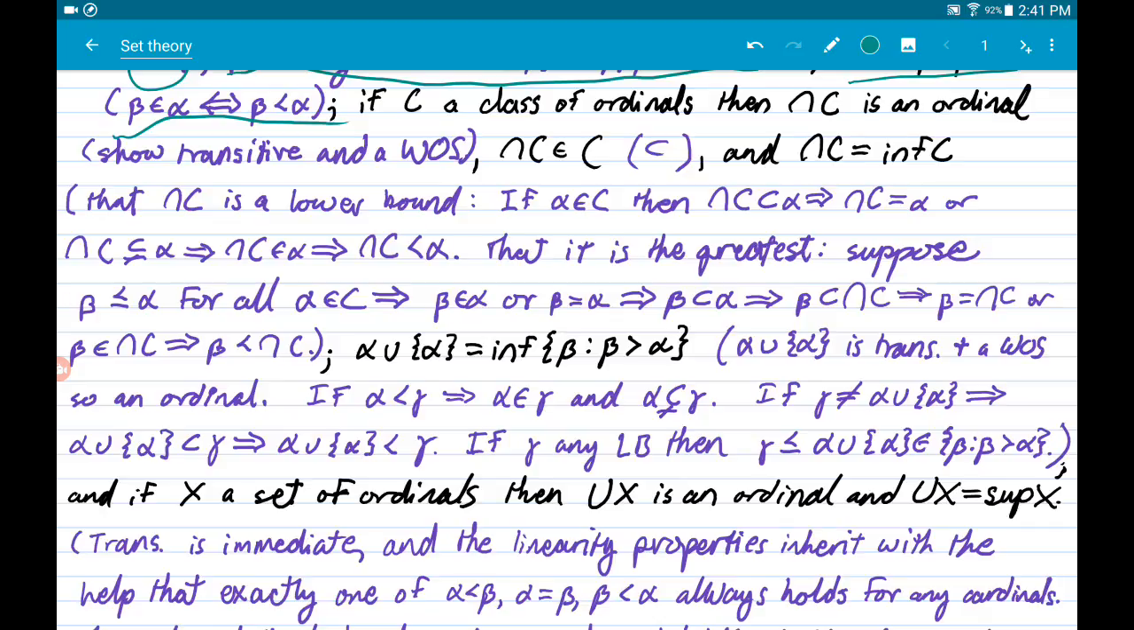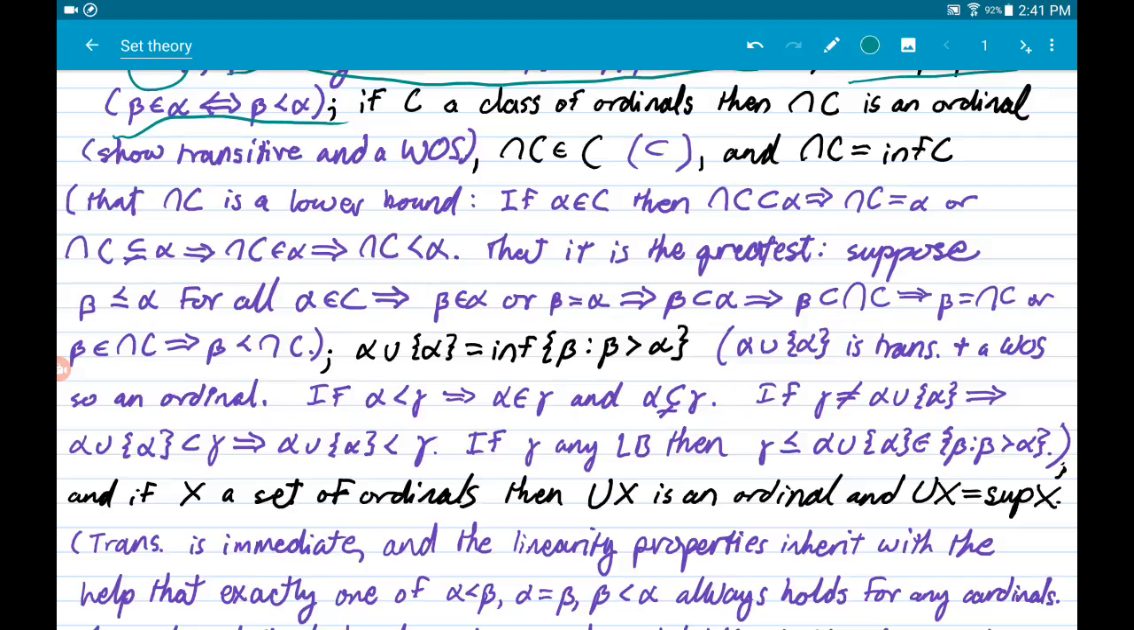This is the fact that the intersection over a class is equal to the infimum of that class. So to show that it is the infimum, we have to show that it is a lower bound and, in fact, the greatest lower bound. So we start with showing that it is a lower bound. Take anything in the class. We would like to show that the intersection over the class is less than or equal to this alpha in the class.